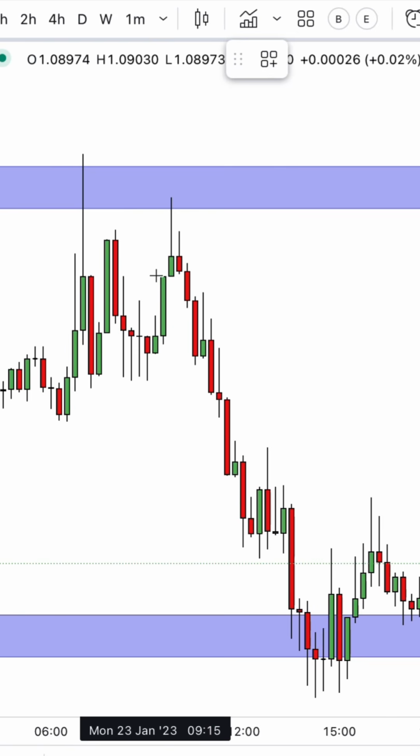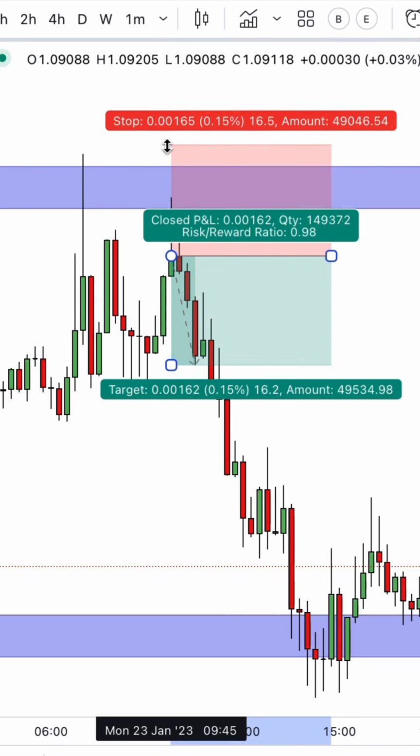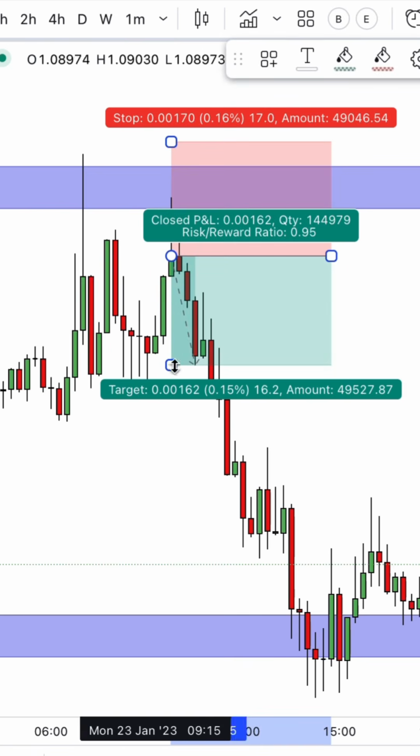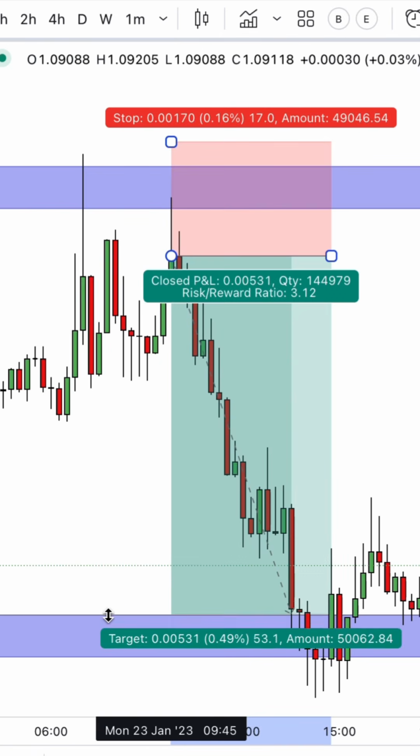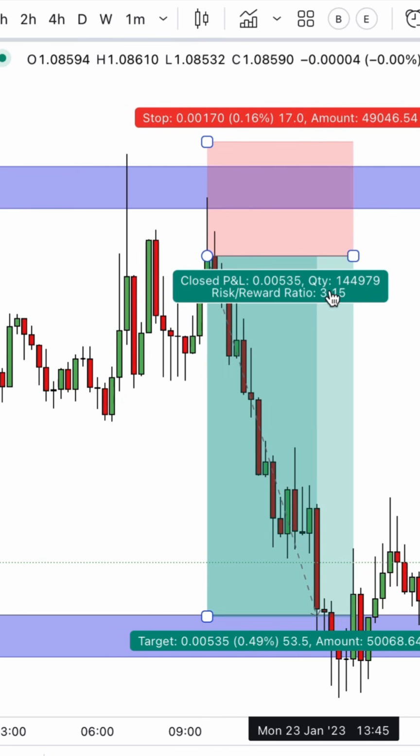So let's say we enter a short position right after this candle right here. We want to place our stop loss above our zone and above the last high, and our take profit down into our previously marked support zone. Now, as you can see here, this would be a 1-to-3 risk to reward ratio, which is awesome.